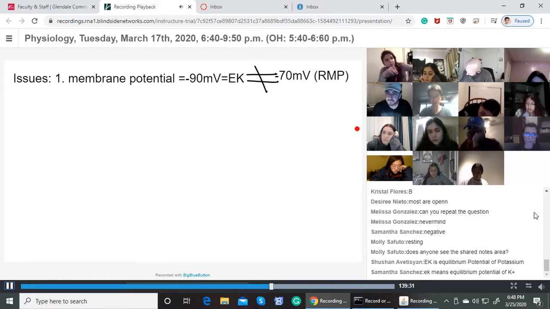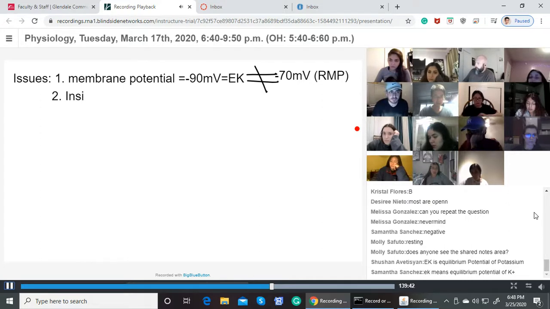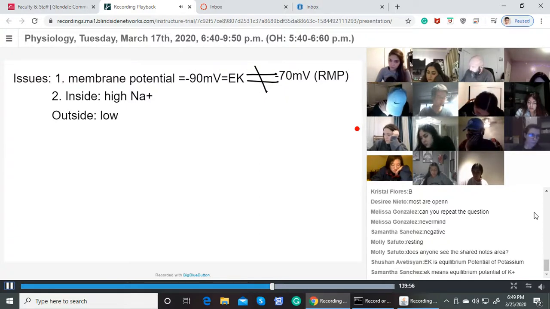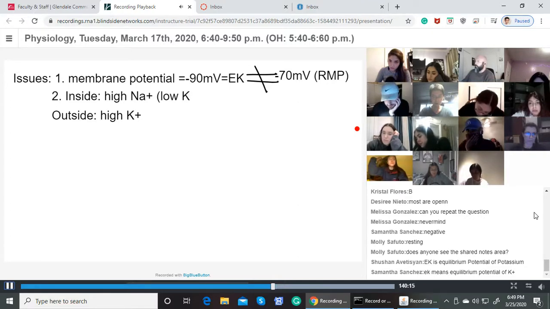What is the second issue? Second issue: inside of the cell, you have high sodium ion, and outside of the cell, you have high potassium ion. What does it mean? Meaning that inside the cell, you have low potassium ion, and outside the cell, you have low sodium ion.